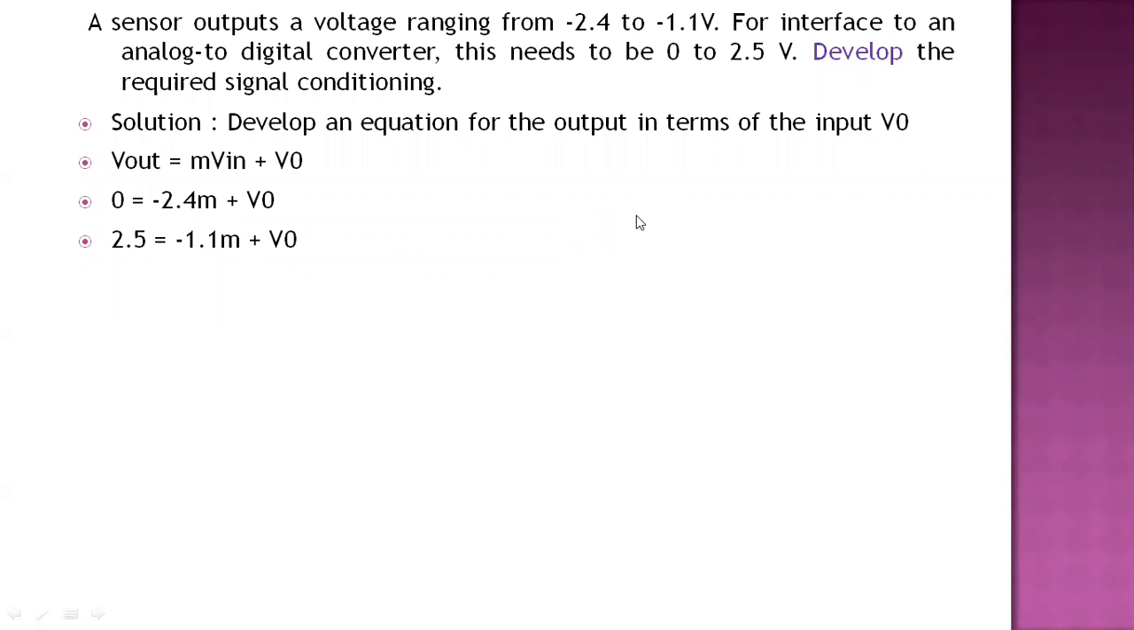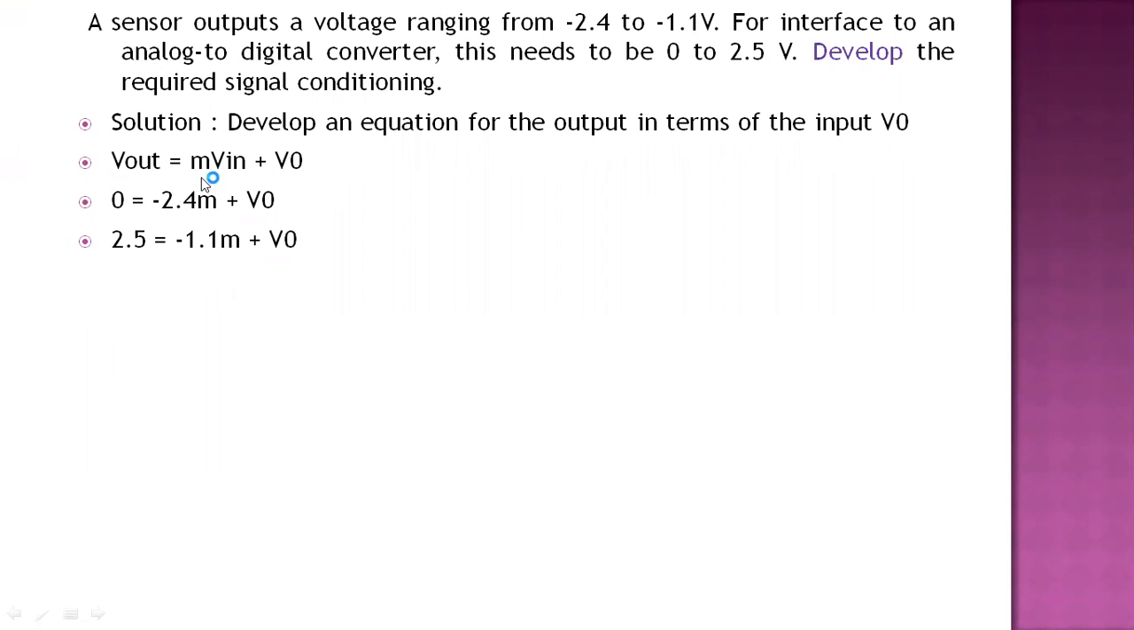One of the solutions for this is to develop an equation for the output in terms of the input voltage. So Vout is equal to M into Vin plus VO. As per the given voltage ranges for the inputs and outputs, the input is minus 2.4 to minus 1.1. Just consider this range for the input voltage, and for the same input, the output is what? 0 to 2.5 volts.